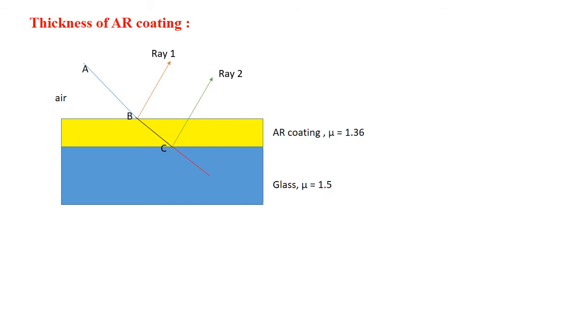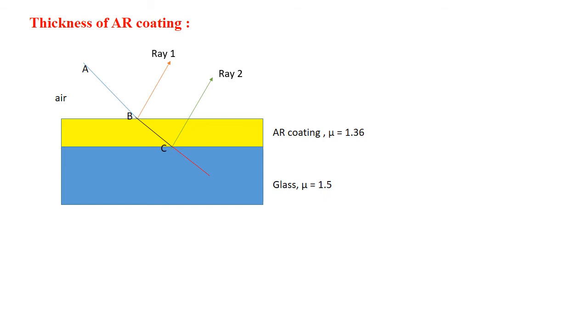Now similarly, ray 2 is getting reflected from point C, and again we can see here the ray 2 is getting reflected when the light is moving from coating to the glass, that is when the medium is changing from rarer to the denser, because the coating refractive index is less than the refractive index of glass. So ray 2 will also suffer an additional change in path difference by lambda by 2. So both the rays are getting reflected under the same condition, when the light is moving from rarer to the denser.